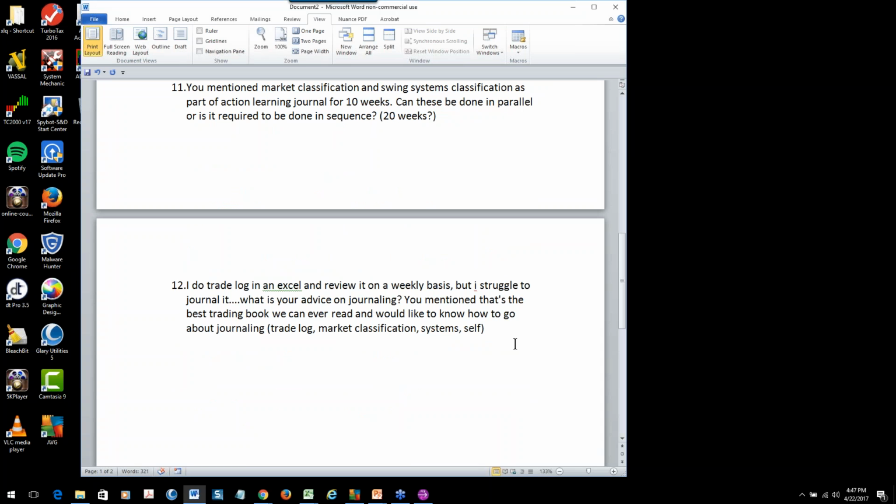Number 12, last one. I do a trade log in Excel and review it on a weekly basis, but I struggle to journal it. What is your advice on journaling? And you mentioned that's the best trading book we can ever read, and you'd like to know how to go about journaling.